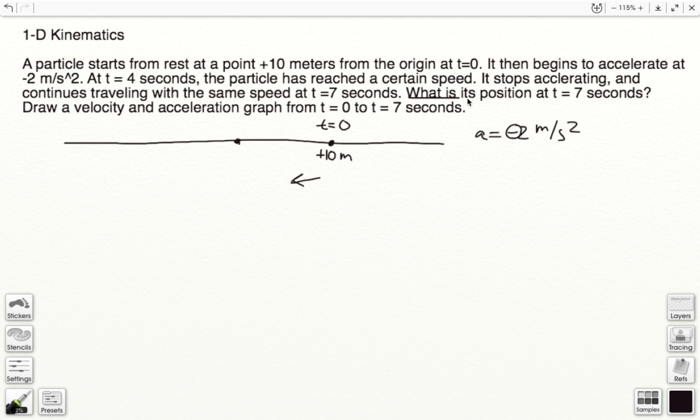What is its position at t equals 7 seconds? Draw a velocity and acceleration graph from t equals 0 to t equals 7 seconds. This is like one part of the problem, finding position, and then drawing the graphs. So here, pause the video and try this problem.